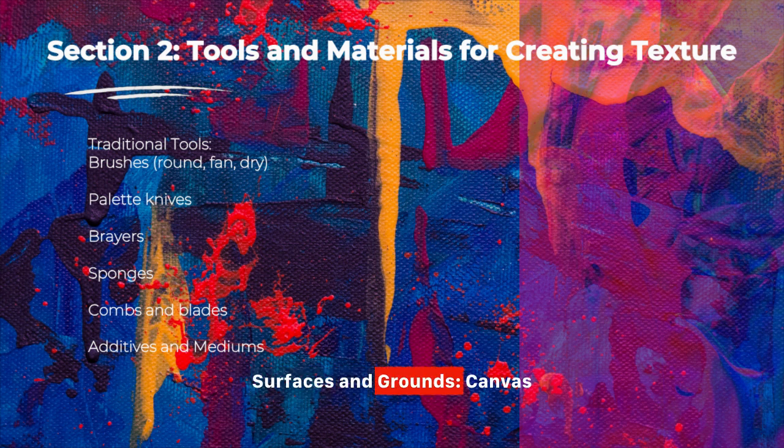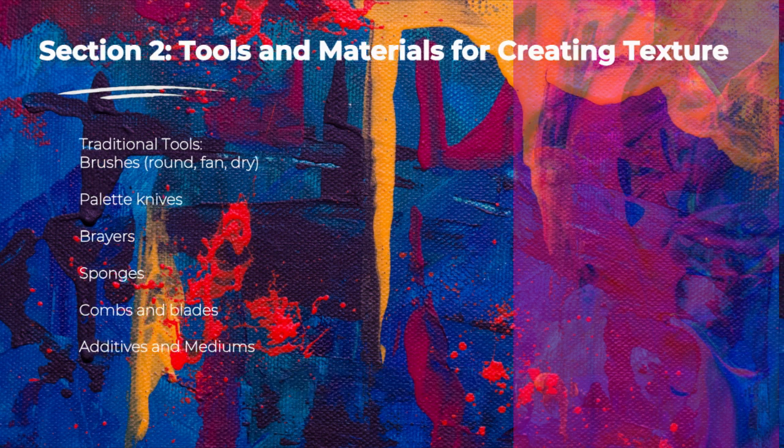Surfaces and grounds. Canvas: smooth, rough, gessoed, unprimed. Wood panel: absorbent or sealed. Paper: hot press, cold press, rough grain. Experimental grounds: fabric, metal sheets, glass, burlap, cardboard.